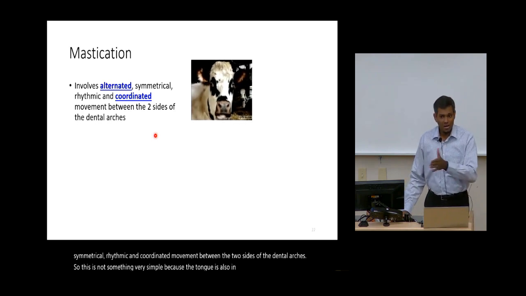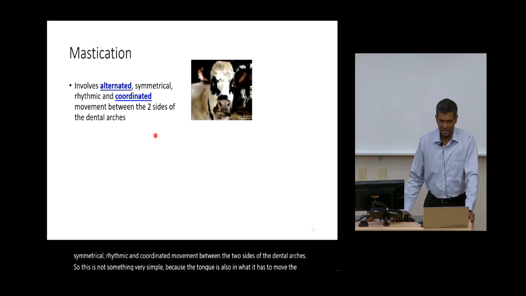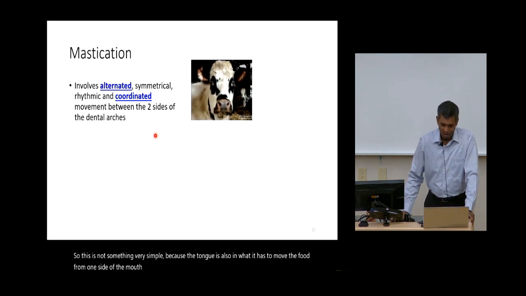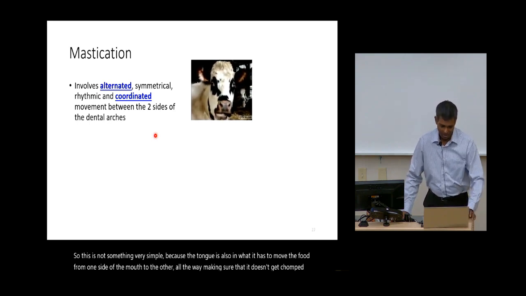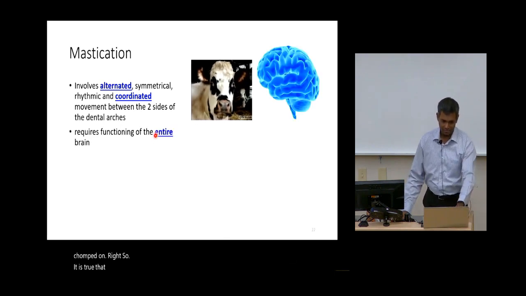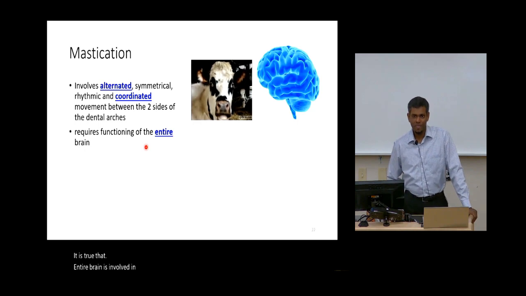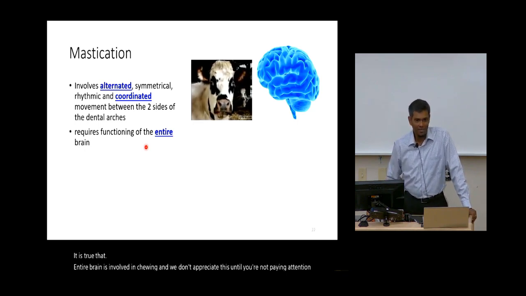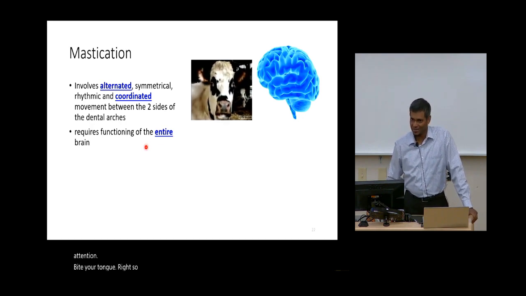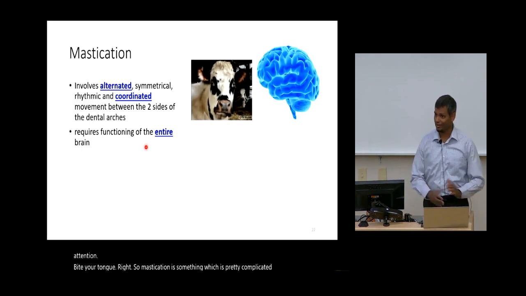It has to move the food from one side of the mouth to the other, all the way making sure that it doesn't get chomped on, right? So it is true that the entire brain is involved in chewing, right? And we don't appreciate this until you're not paying attention and you accidentally bite your tongue, right? So mastication is something which is pretty complicated, but we can take it for granted.